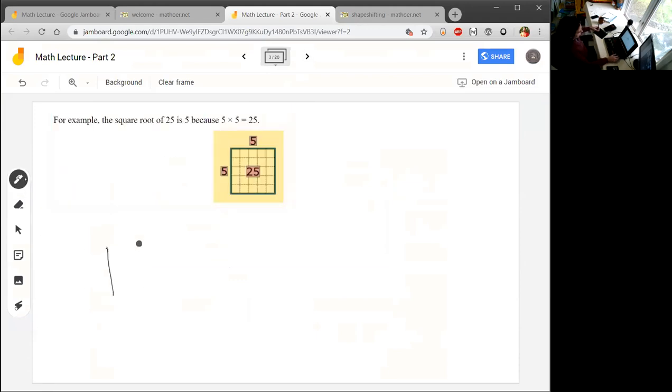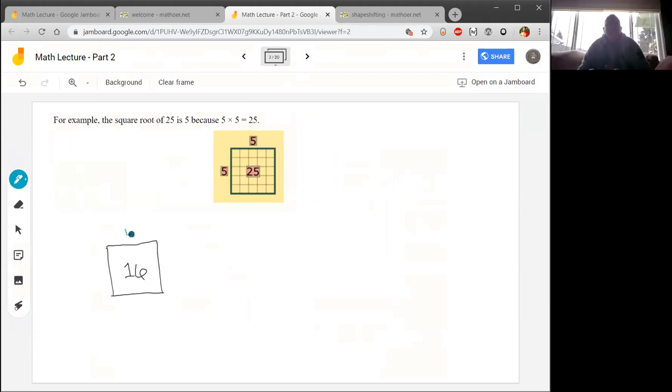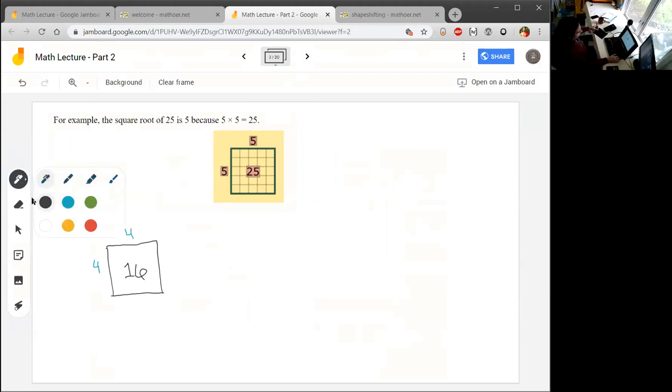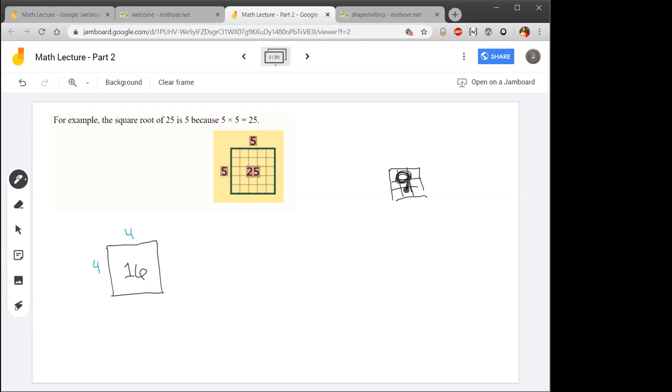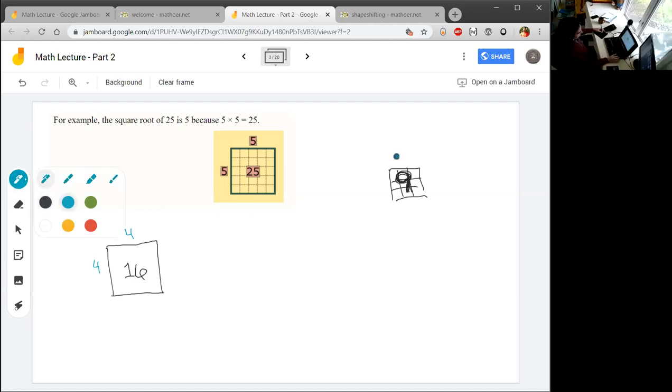If we had a different square and there was 16, what would the square root of 16 be? 4. 4 times 4 is 16. Or if we had another square and it has 9 pieces in the middle of it, then there's 3 on each side. See how that works? So when we write this with a symbol, the square root of 25 equals 5, or the square root of 16 equals 4, or the square root of 9 equals 3.